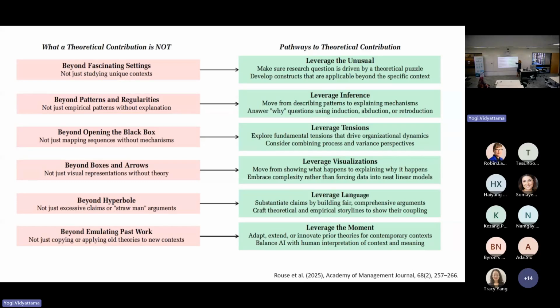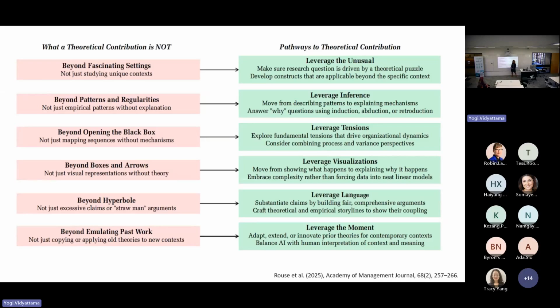Just because there is a pattern in there, if you're not able to explain that pattern, that most likely is not a good theoretical contribution. So you want to make sure we move from describing the pattern to explaining the mechanism, going back to this why or how question, right? Answer the why question that I just mentioned.